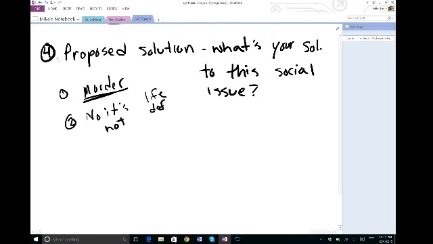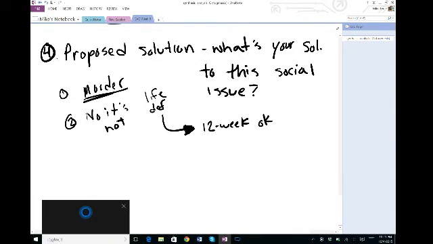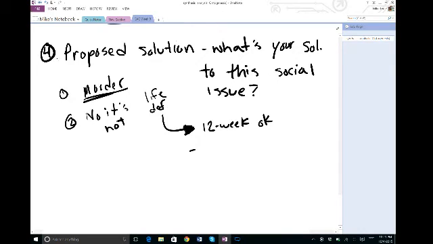And so your proposed solution then might be, and I'm not saying this has to be your solution or even your opinion, but one of your solutions might then be that 12-week abortions are okay, whereas, or excuse me, I said that wrong. Less than 12 weeks is okay, greater than 12 weeks not.